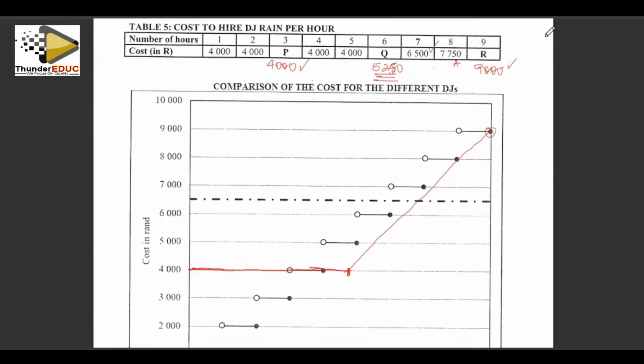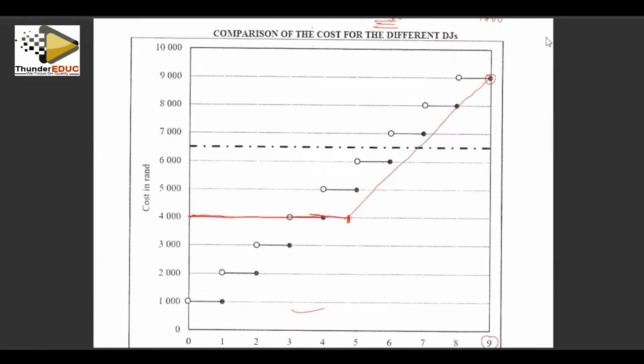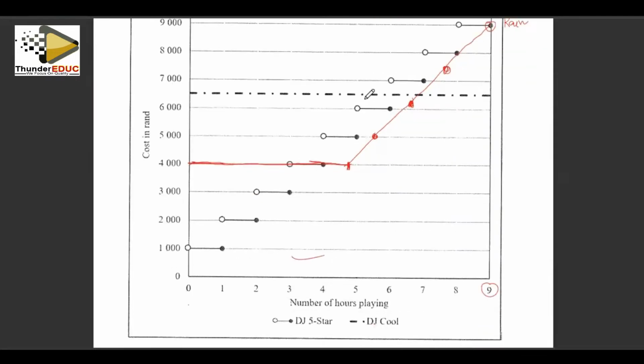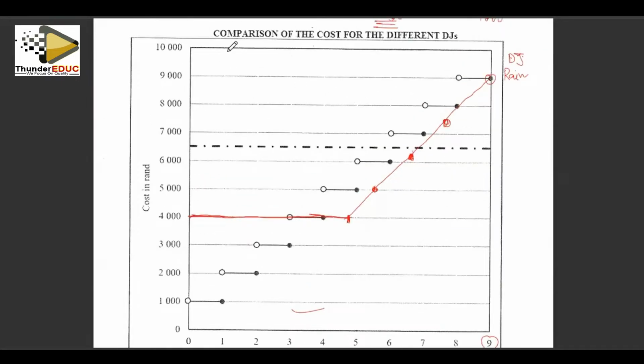Then in between, this is when you start forging: 6,000, 7,000, 8. You see that? But we need a straight line. Don't forget, you should label it, and you say it's DJ Rain. Okay, this is what was supposed to be done over there.